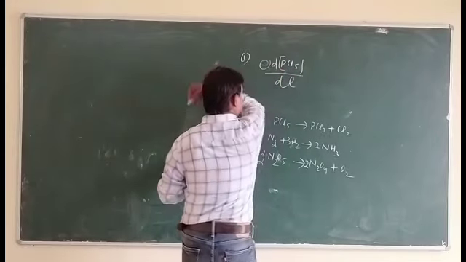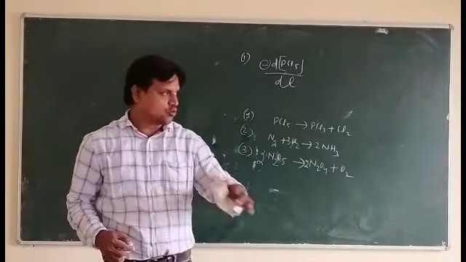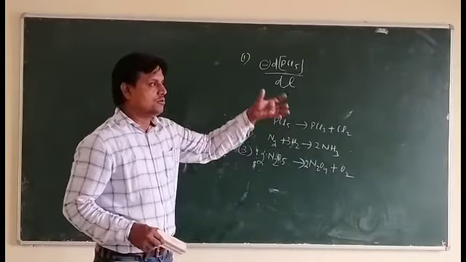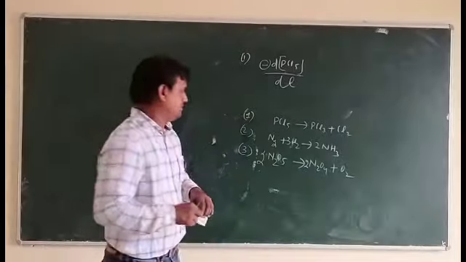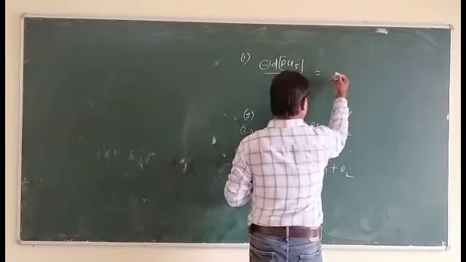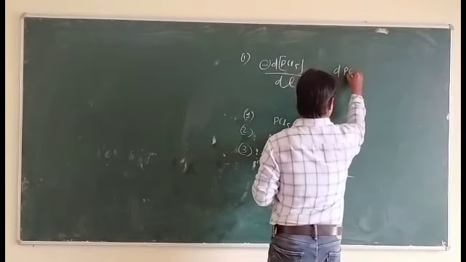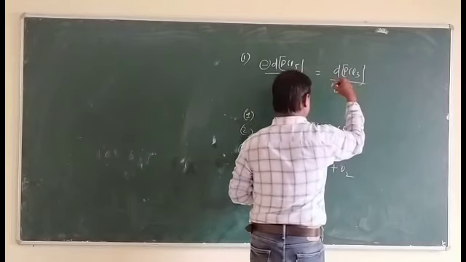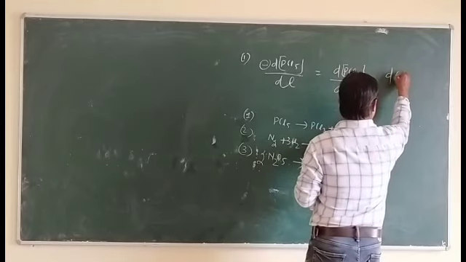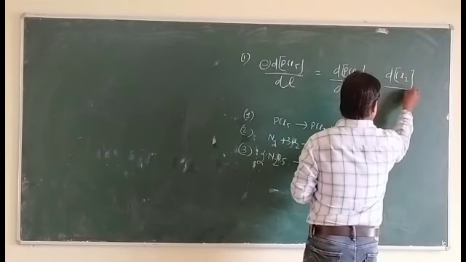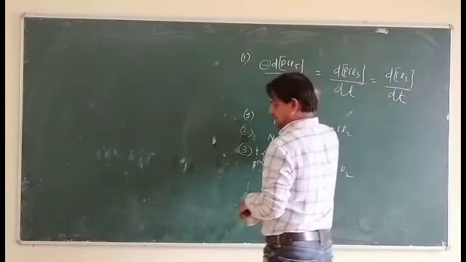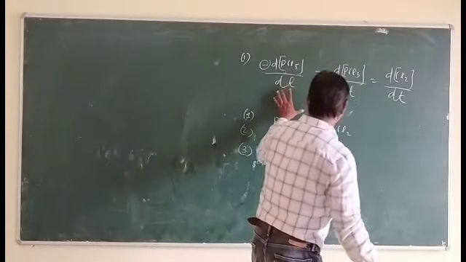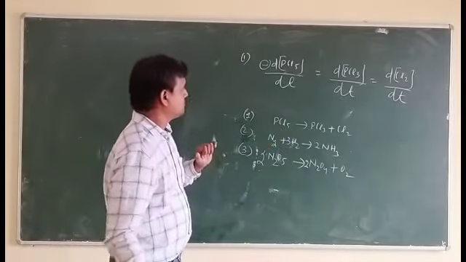Why is that the negative sign? Because the negative sign is put to denote that it is a reactant. So before a reactant we put a negative sign, which is equal to d of PCl3 by dt, which is equal to d of Cl2 by dt. Okay. So this is the differential rate expression of this equation.